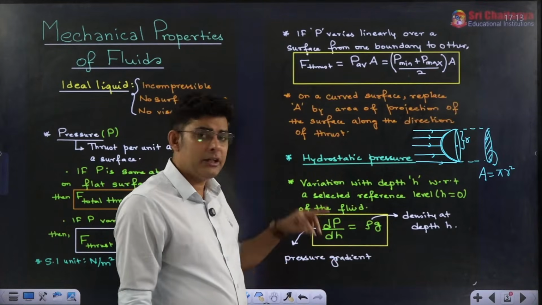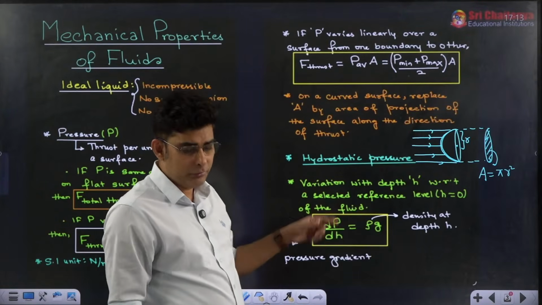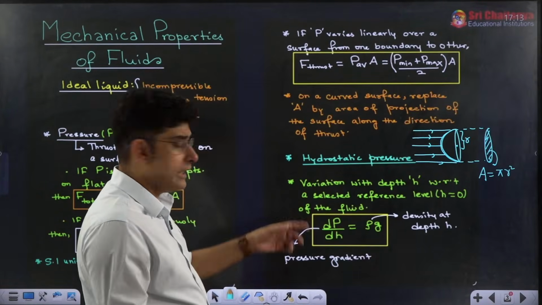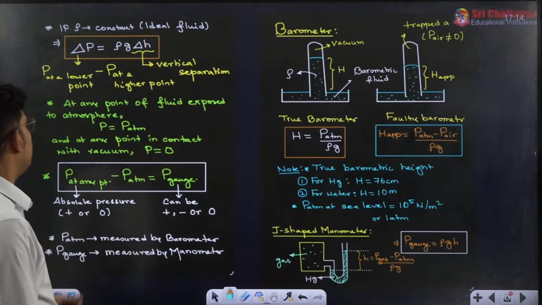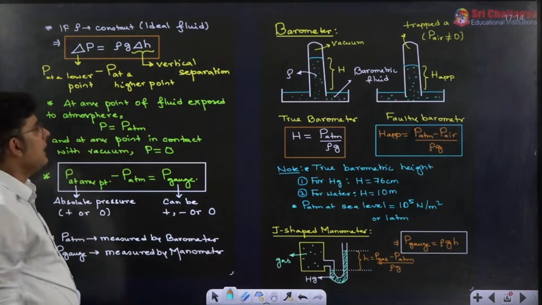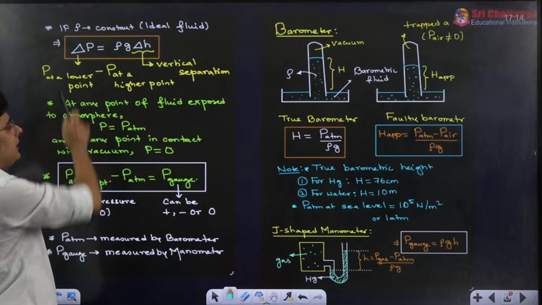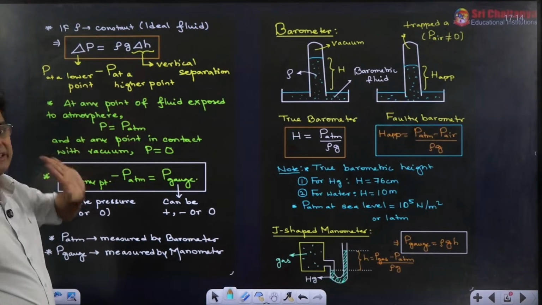Now if you want to find the total pressure fluctuation, you have to integrate. So we need to integrate this if density is varying from point to point. But we generally get the case, if I am taking an ideal fluid, meaning density is the same everywhere. In that case, when you integrate, you simply get a very basic form, hydrostatic pressure difference delta P is equal to rho g delta H.